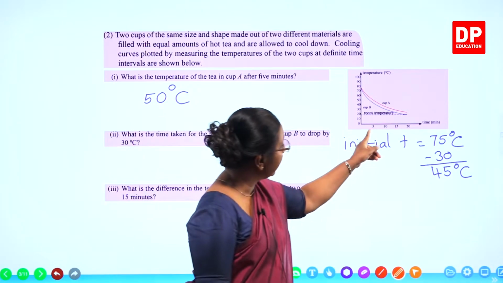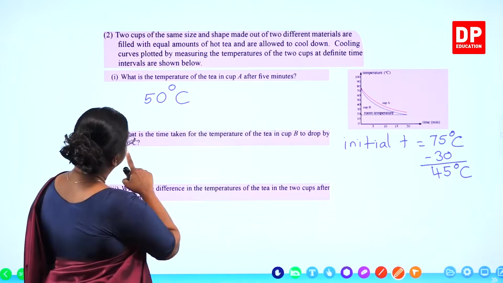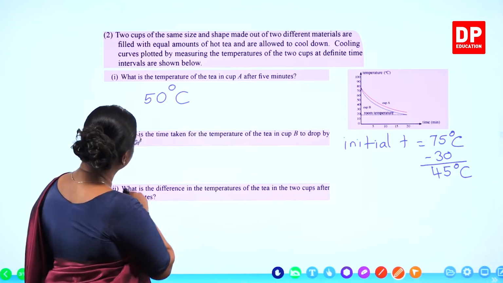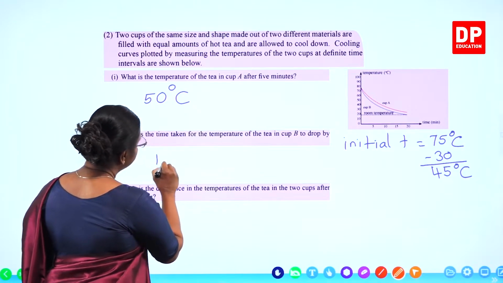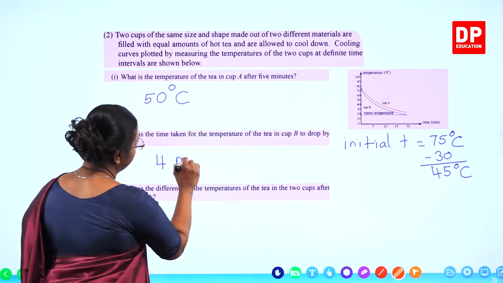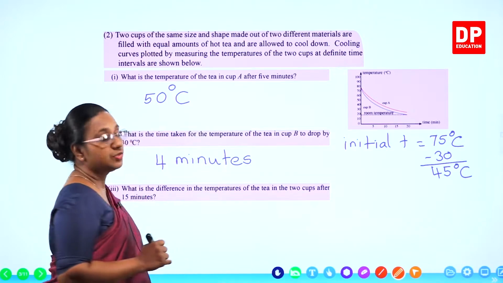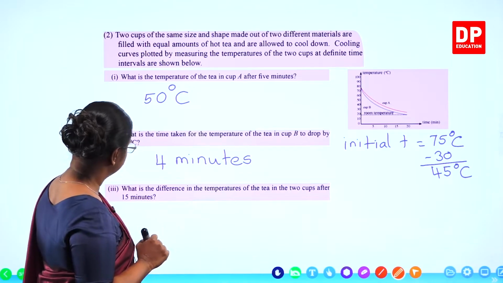We found that it was about 4 minutes for cup B to drop by 30 degrees Celsius. It is less than cup A. What is the time taken for the temperature of the tea in cup B to drop by 30 degrees Celsius? We can take it as 4 minutes. So, is that okay, students?